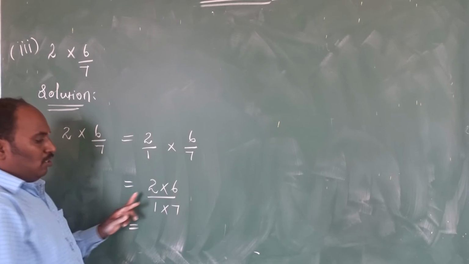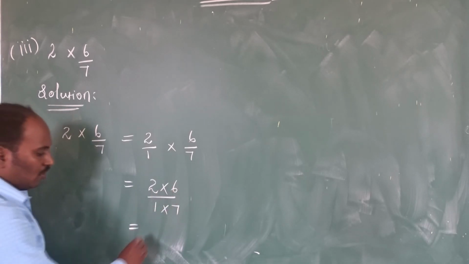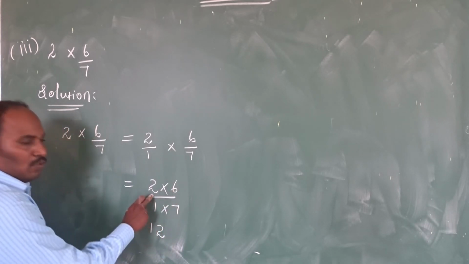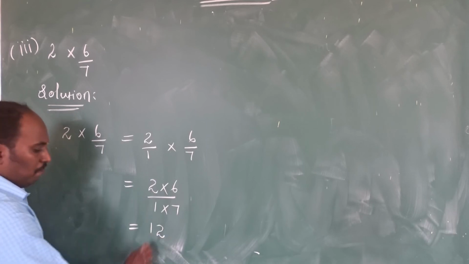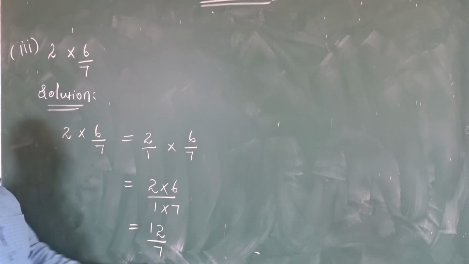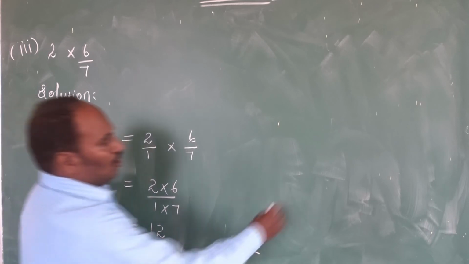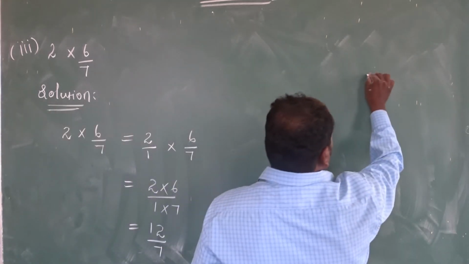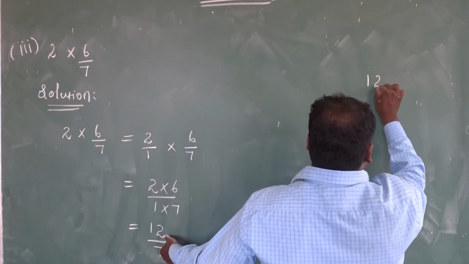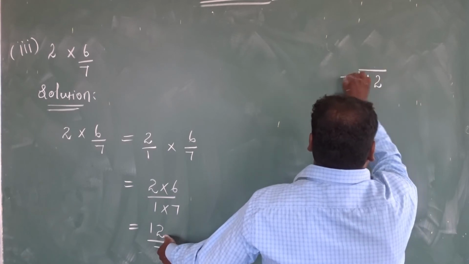2 times 6 is equal to 12. 1 times 7 is equal to 7. We want the lowest term. So 12 divided by 7.